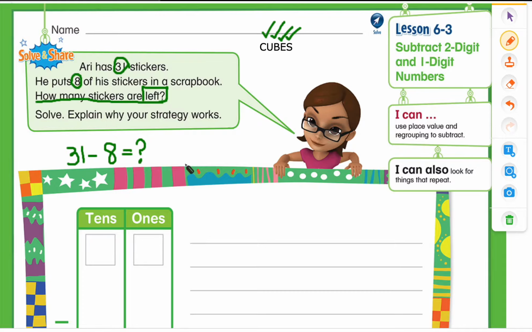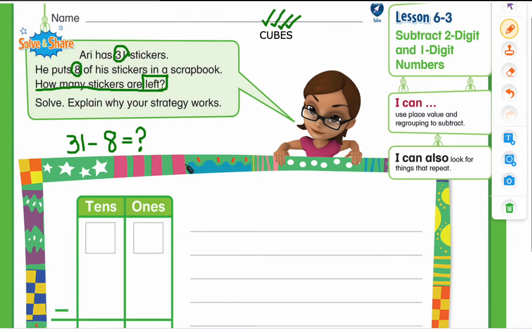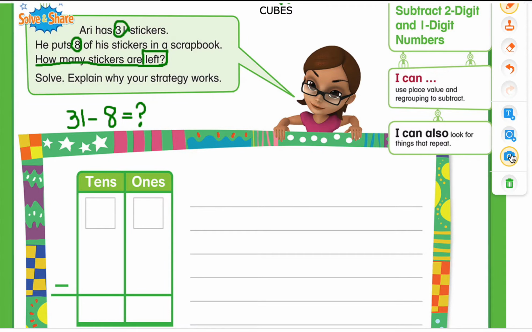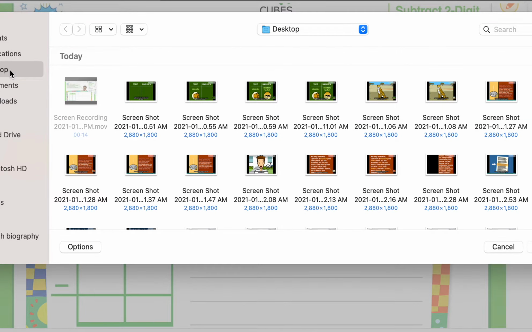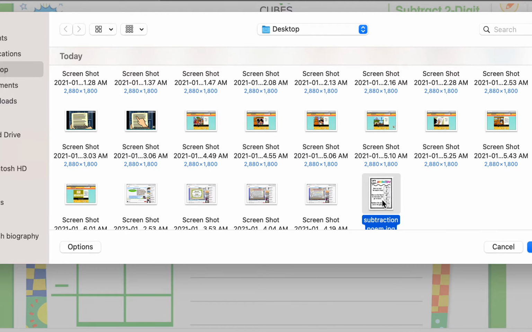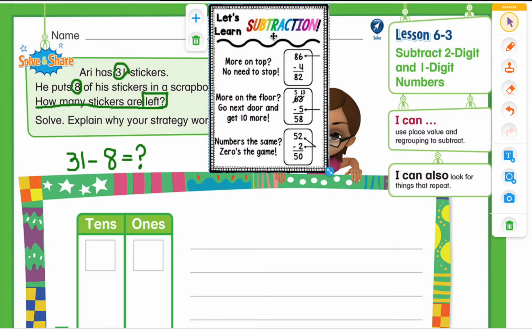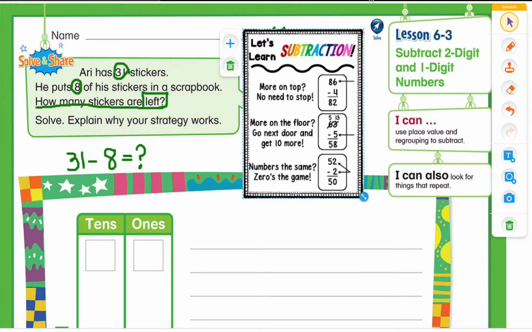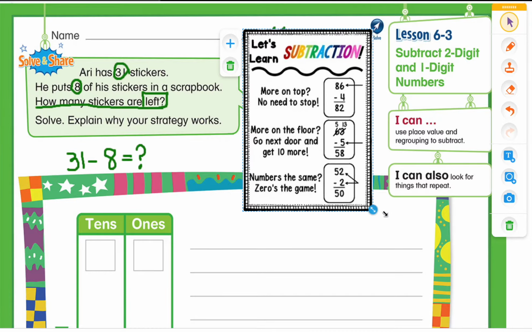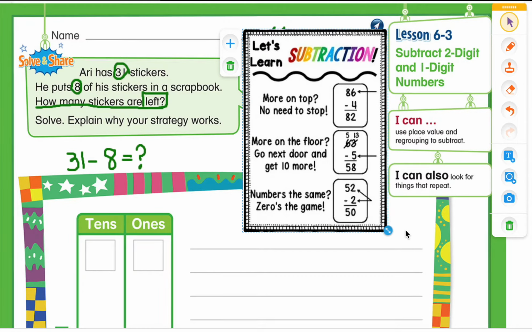But before going to that, I would like to tell you that we are going to use a subtraction poem because we are using our place value and regrouping to subtract. So let's take a look at our poem, and this is the poem we're going to focus on. This is called a subtraction poem. Okay, so let's learn subtraction. More on top, no need to stop.